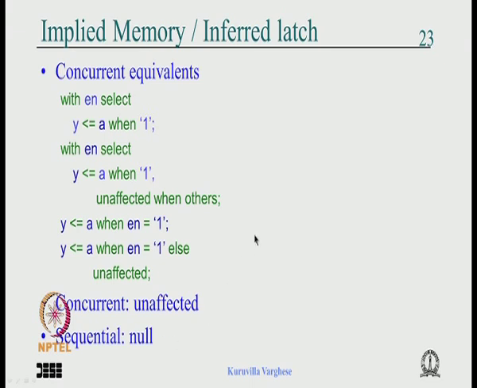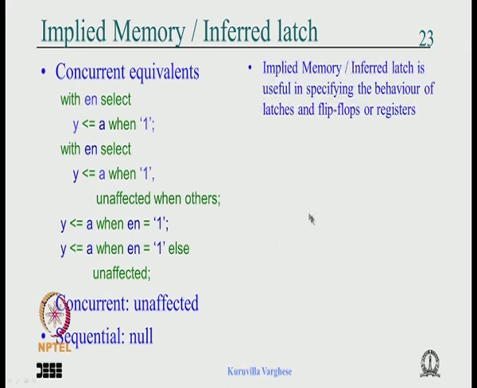Okay, so let us see the use of this. Normally we use flip flops as memory in serious design; you don't use a combinational kind of latch in real life. So what is the use of this kind of implied latch? The first thing is that the implied latch, or implied memory, or inferred latch, is useful in specifying the behavior of latches and flip flops or registers.